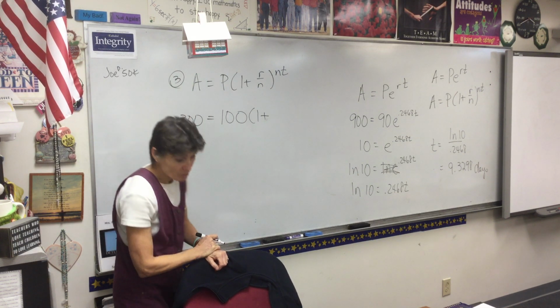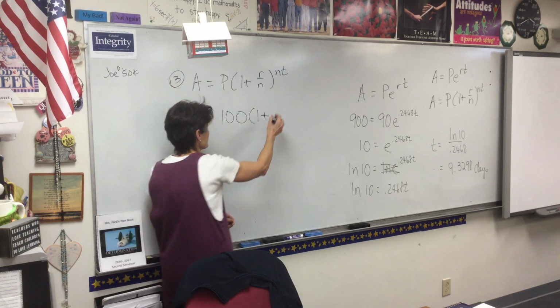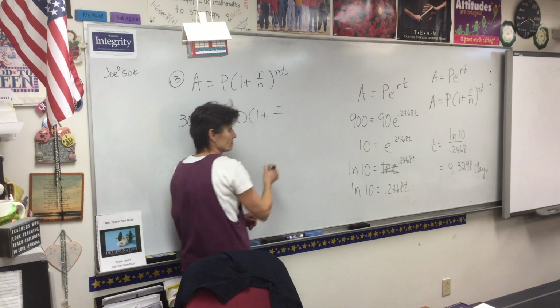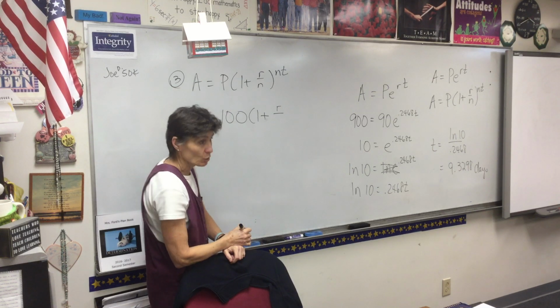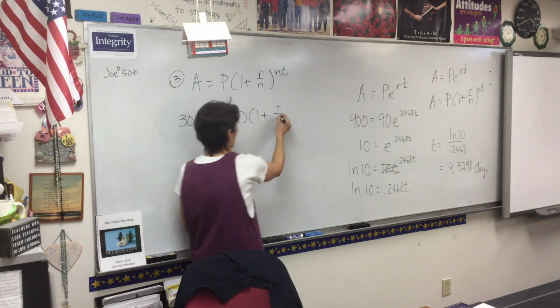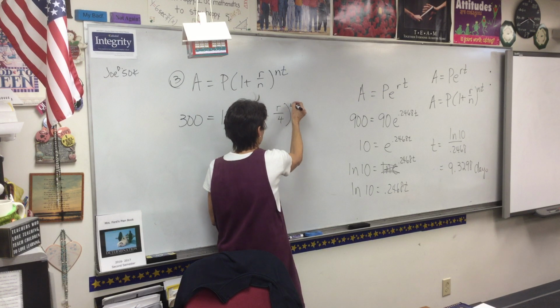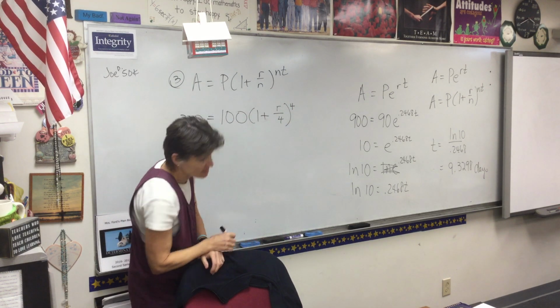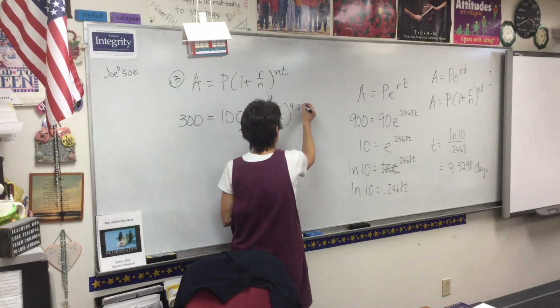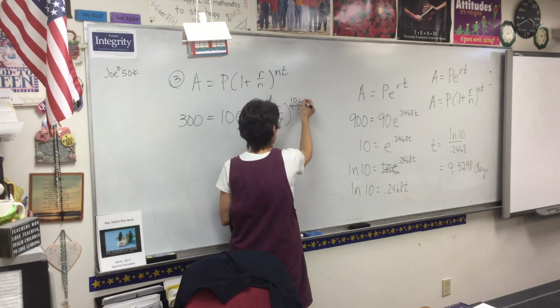What interest rate is necessary? So that's R, right? Yes. And I am compounding quarterly, so N is 4. And T is 25. So I'm just gonna go ahead and make that 100.